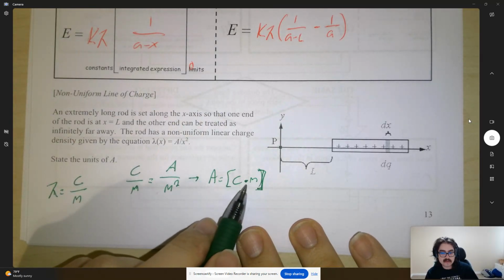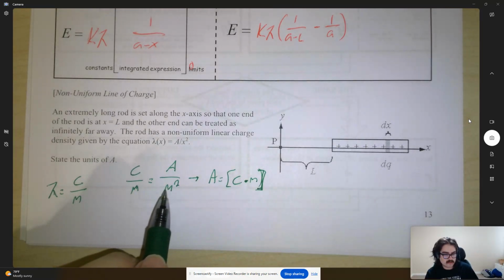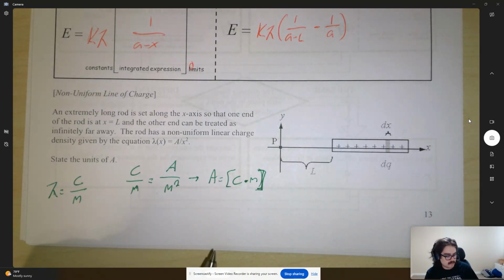Okay, it had to be coulombs times meters because the m's would cancel out. So you don't have an m in the numerator, and you'd only have one in the denominator, and then C in the top. Okay, that's just kind of a little exercise.